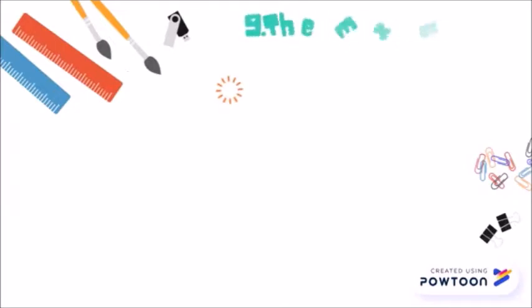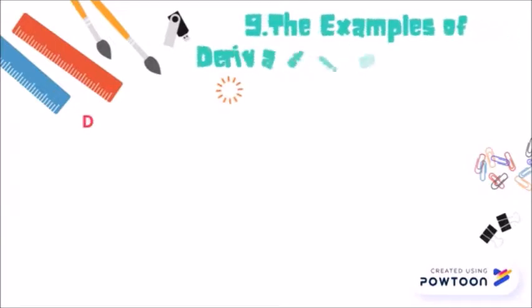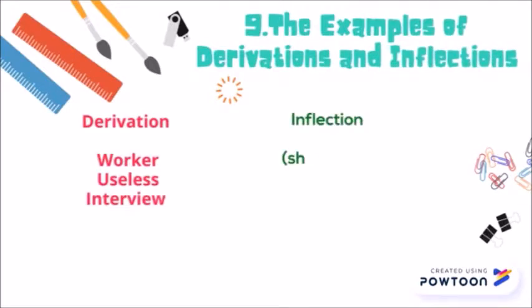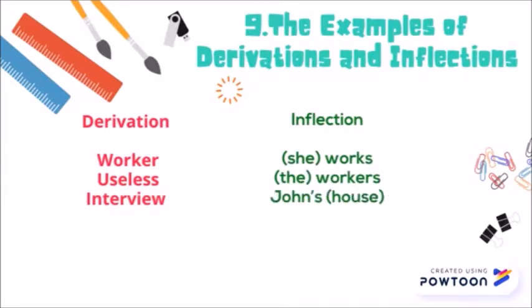The examples of derivations and inflections. Derivations: worker, useless, and few. Inflections: she walks, the walkers, John's house, and Emily's school.